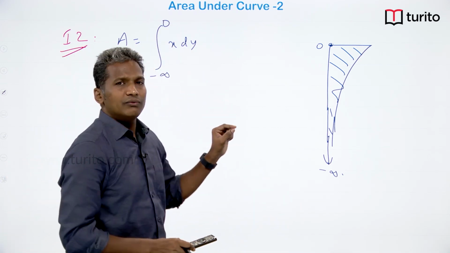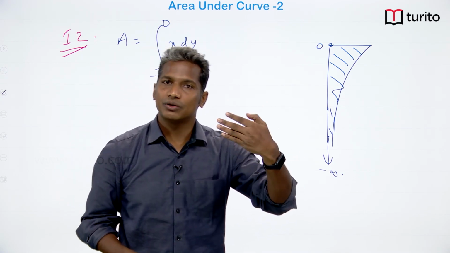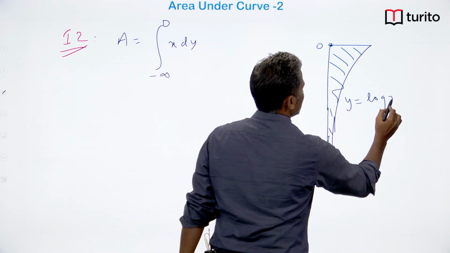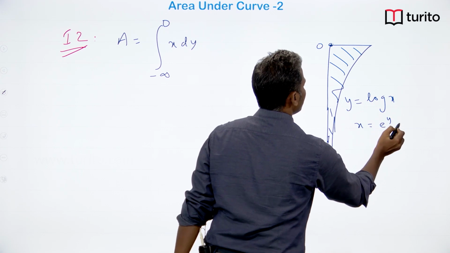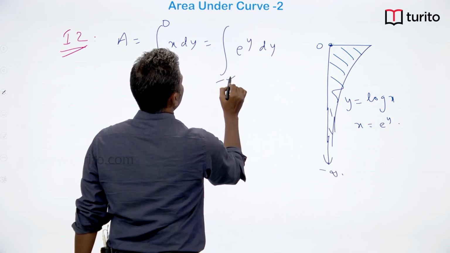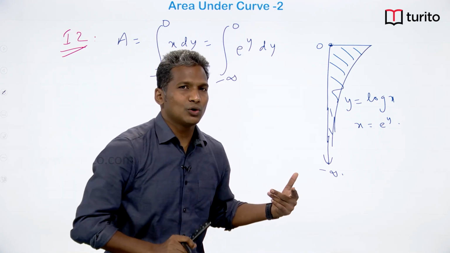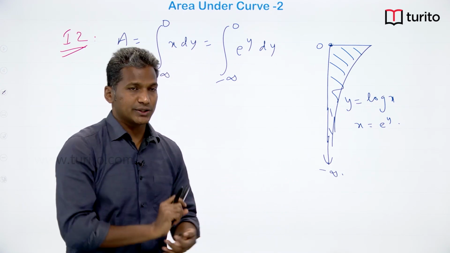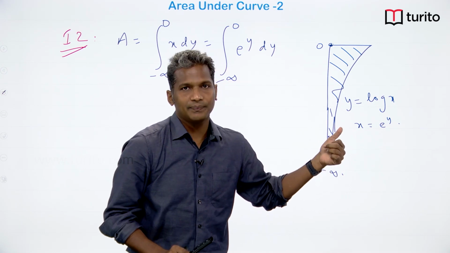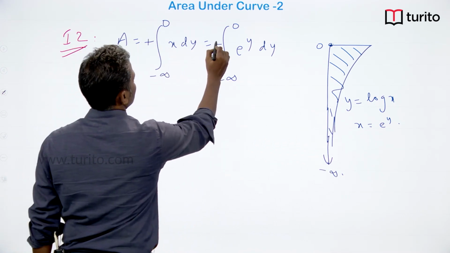Now we have a function which is y equal to log x, we have to write x as a function of y. So if y is equal to log x, then x becomes e power y. So here we can write e power y into dy, limits going from minus infinity to 0. Can we proceed? Not so fast. We need to check the sign also. Now see if the function is on the right side of y-axis or not. It is on the right side. So well and good. It is plus sign only.